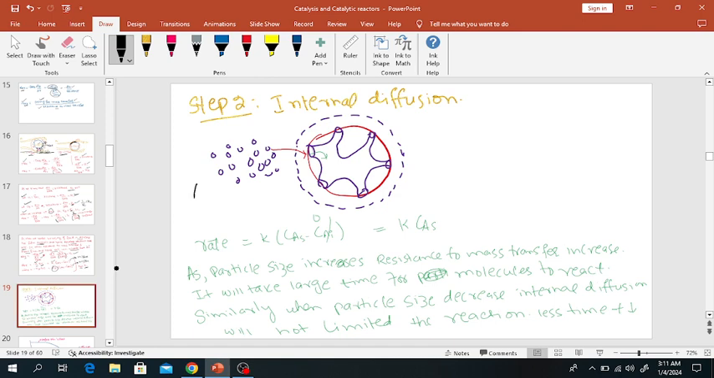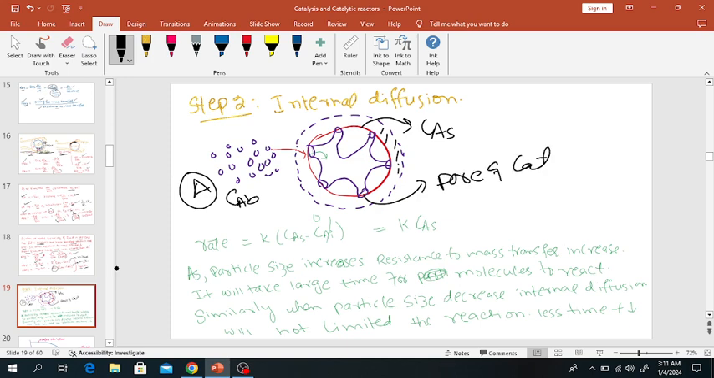So this is again component A. This is the bulk concentration of A in the bulk region, and this is the surface of the catalyst, and here the concentration of component A is CAS. This is the liquid film thickness, and this is the pore of the catalyst. Now the rate of mass transfer will be equal to K times CAS and CAI, where CAI is the concentration of component A inside the pore.